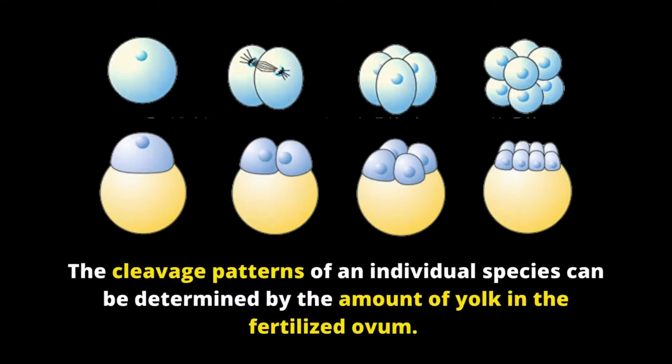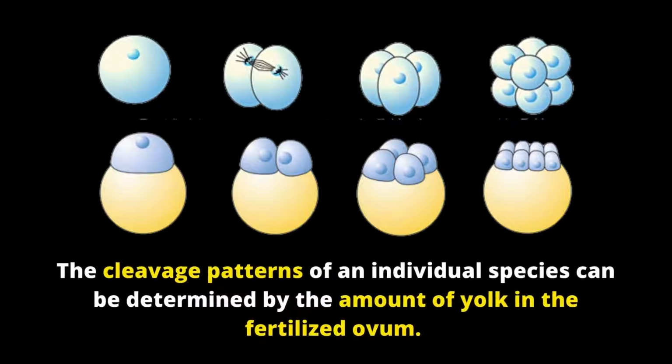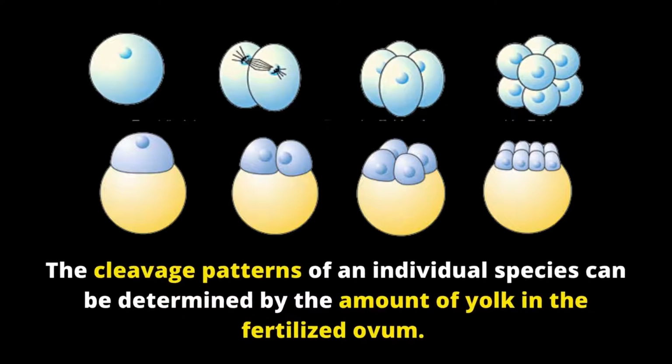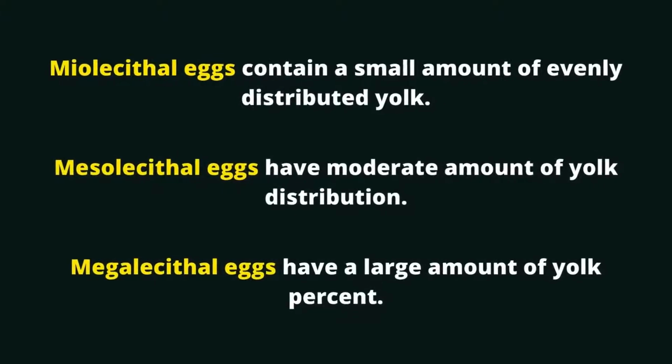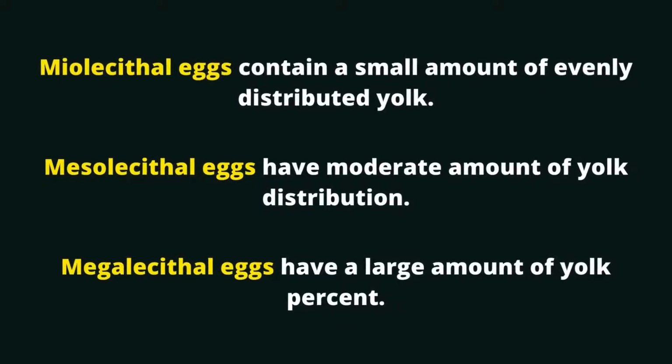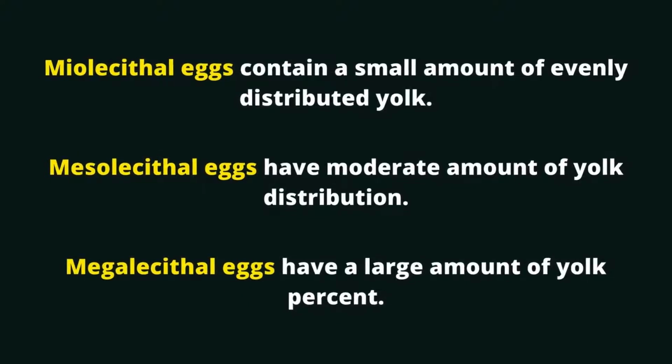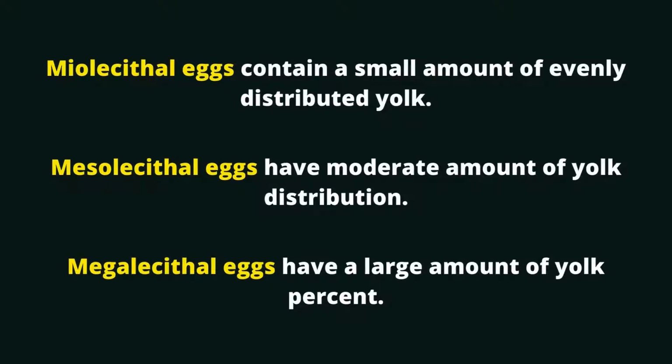The cleavage patterns of an individual species can be determined by the amount of yolk in the fertilized ovum. Microlecithal eggs contain a small amount of evenly distributed yolk. These eggs are found in eutherian mammals. Mesolecithal eggs, on the other hand, have a moderate amount of yolk distribution. Many amphibians' eggs are of this type. Lastly, when there is a large amount of yolk present, this is referred to as a megalecithal egg. This category includes reptiles.